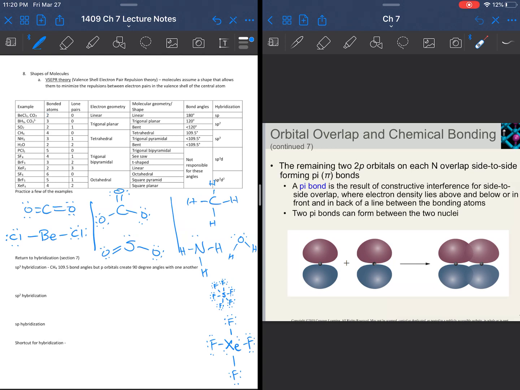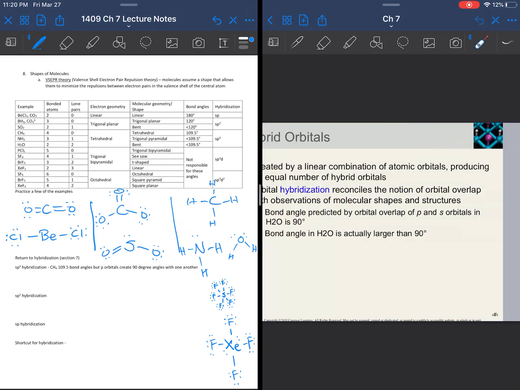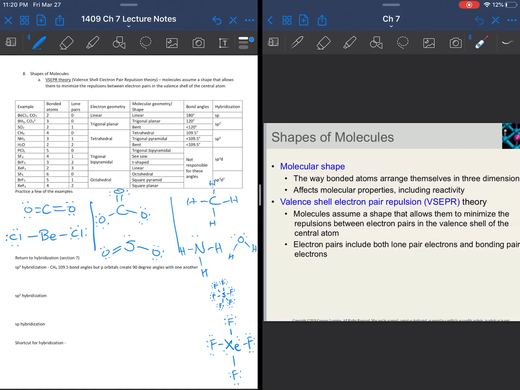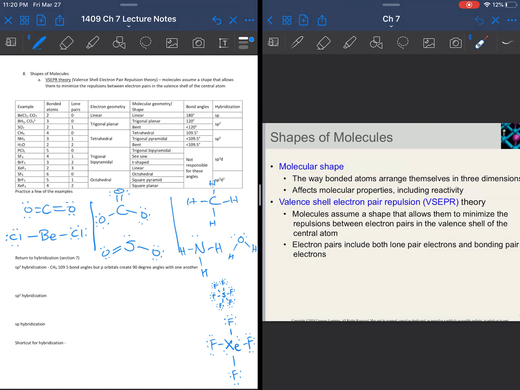With the rules that we had earlier in chapter 7, it just allows you to see how atoms are going to be connected. Are there going to be single, double, triple bonds? Are there going to be lone pairs? Are there going to be resonance structures? But they tend to be flat, and not all molecules are flat. So we're going to skip over hybridization for a second, and we're going to talk about shapes here.